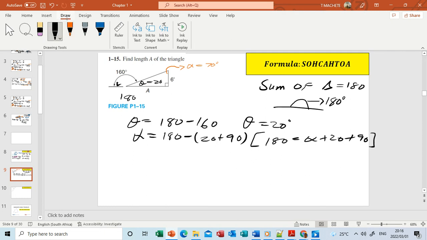Then now let's read the question. The question says, find length A. So look at this, guys. You see why I was finding those angles? There was a reason, they are very important. Always, guys, if they say find the length, you go to A and check the angle that is opposite to A. It must be given. If it's not given, then your other angle must be given and also one side.